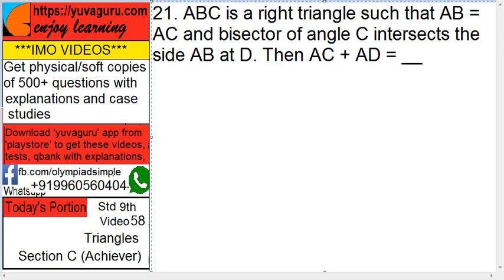Let ABC be a right triangle such that AB equals AC, and the bisector of angle C intersects the side AB at D. Then AC plus AD equals to what? Now remember, this problem is the toughest one.